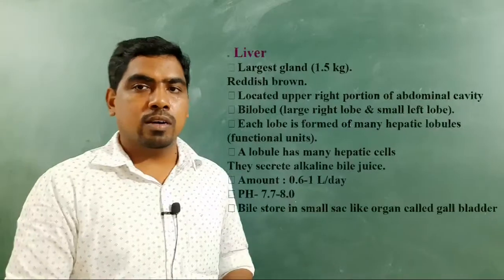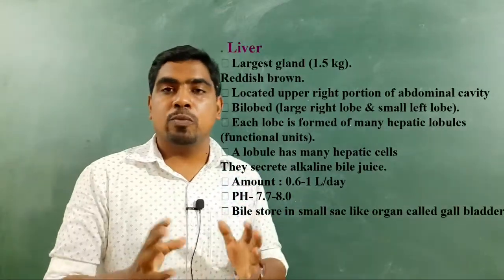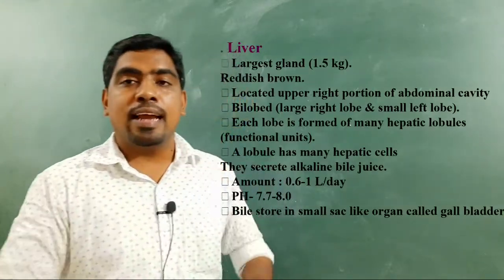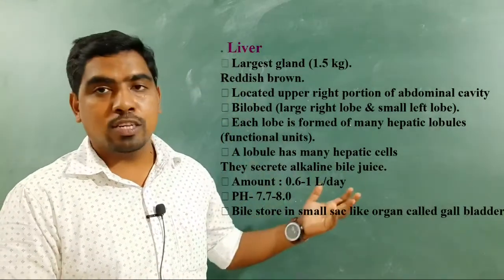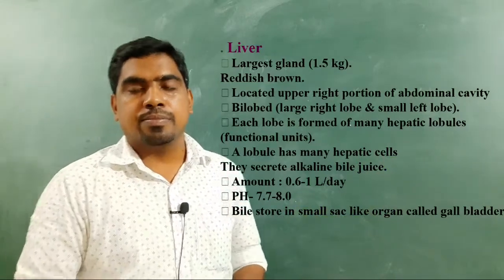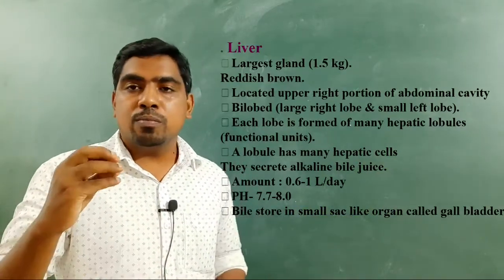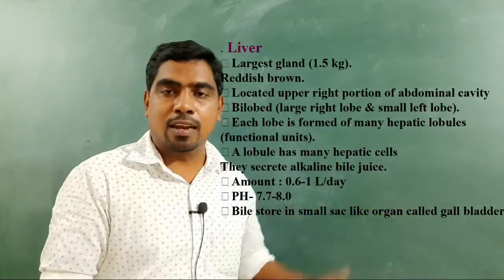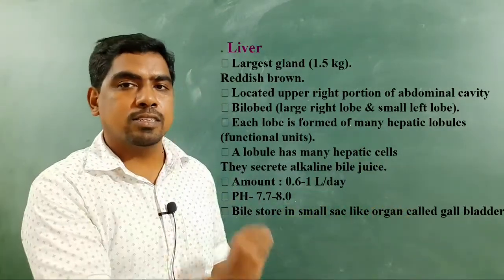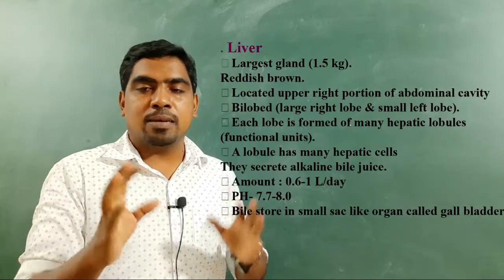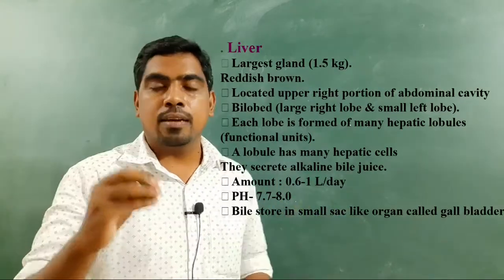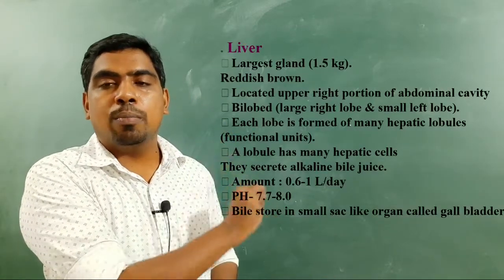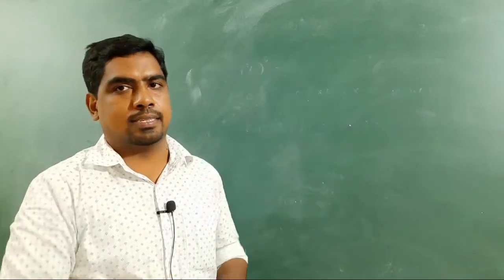Third gland is liver. It is the largest gland, approximately 1.5 kilograms in weight, reddish brown color, and it has two lobes, a large right lobe and a small left lobe. Each lobe is made up of many hepatic lobules and each lobule has many hepatic cells. These hepatic cells secrete bile. Bile is temporarily stored in the gallbladder. From the gallbladder it opens into the duodenum through a common hepatopancreatic duct.